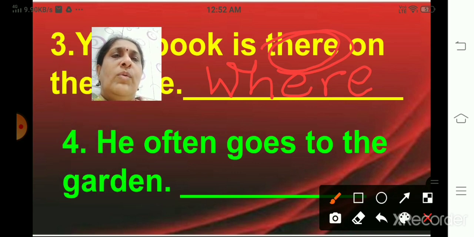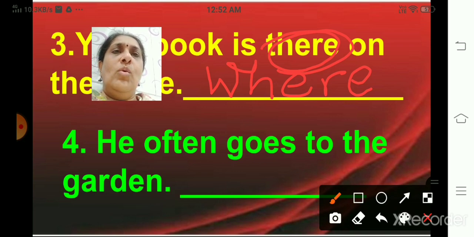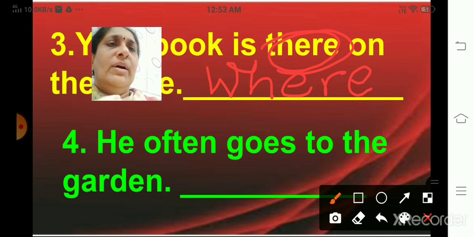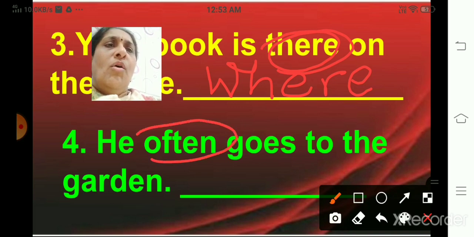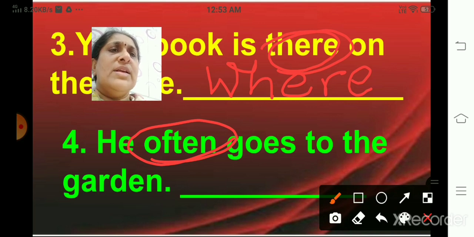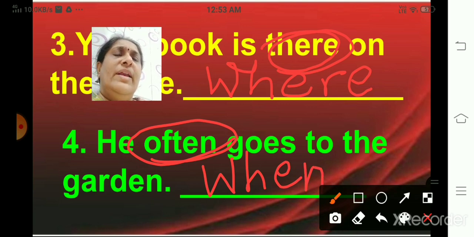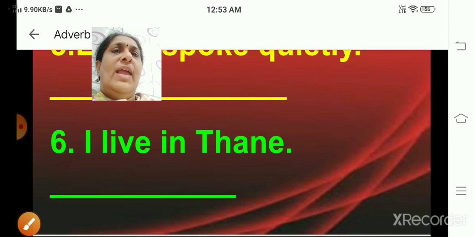Now, fourth one, he often goes to the garden. Okay, what is the adverb here? Often. Yes. When does he go to the garden? He often goes to the garden. You have to write when in the blank.